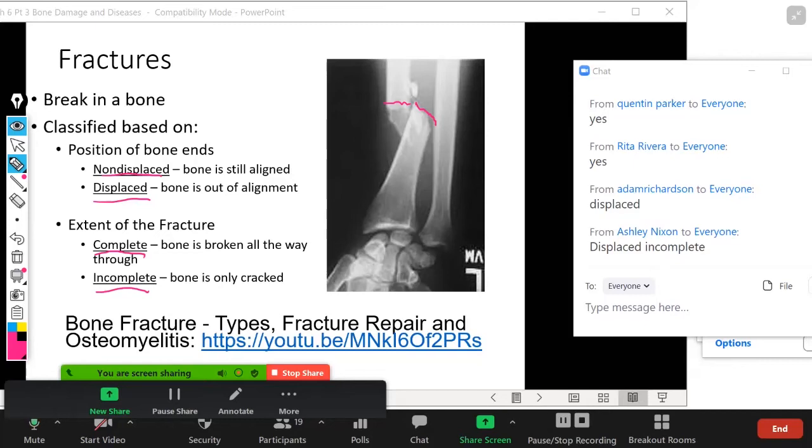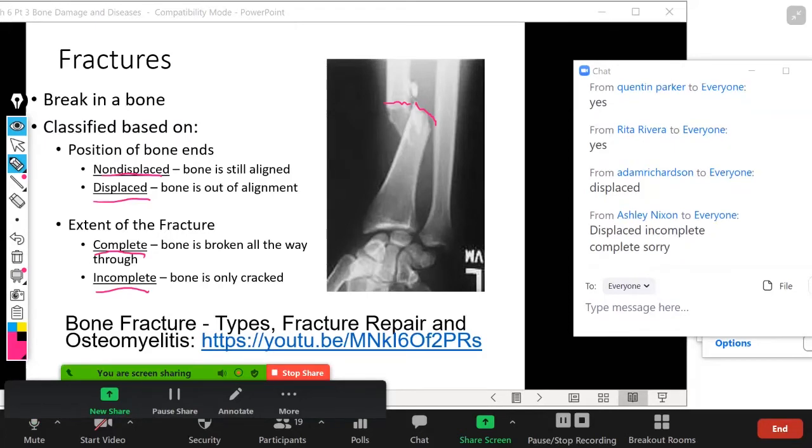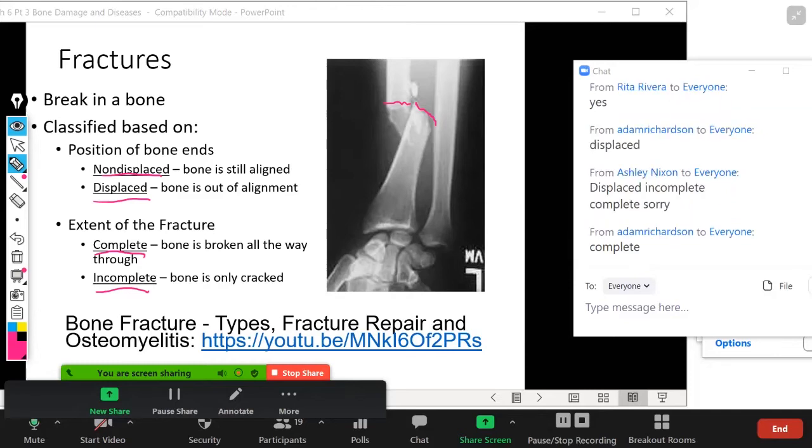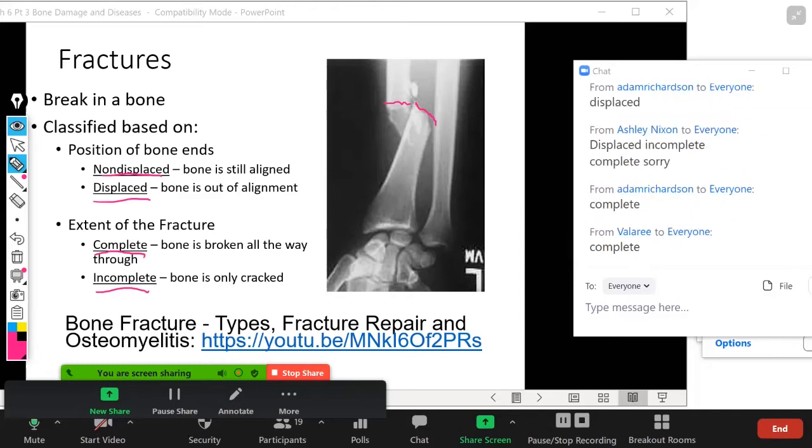Yes, and it is also, we would call it, wait, would we call that incomplete or complete? What do you guys think? Yeah, it's a complete fracture because it's completely broken through. It's not just a little crack in it, it's all the way broken through. That's a pretty nasty break. That will likely require surgery.